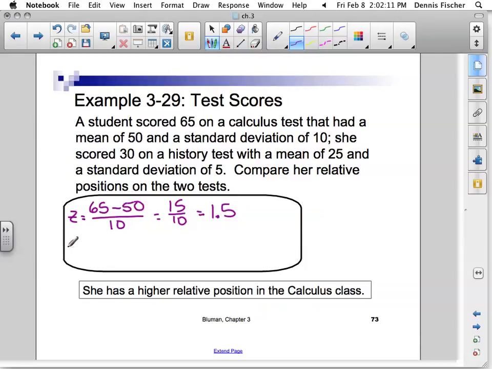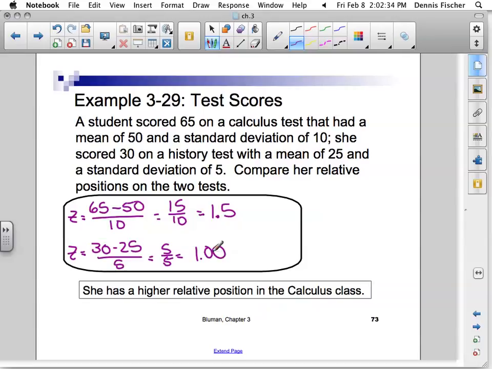Now, for the Z-score of the other test, it says she scored 30 on her history test with a mean of 25 and a standard deviation of 5. So we take 30 minus 25 divided by 5, which is 5 over 5, which is a Z-score of 1.